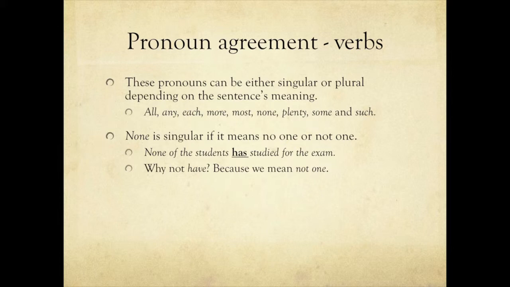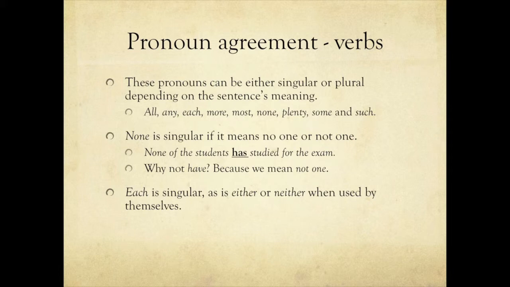All right, so why not have? Because we mean not one, okay? And now each, we need to remember, is singular. And so are either and neither when used by themselves. So, for example, each student has come to class prepared. Okay?